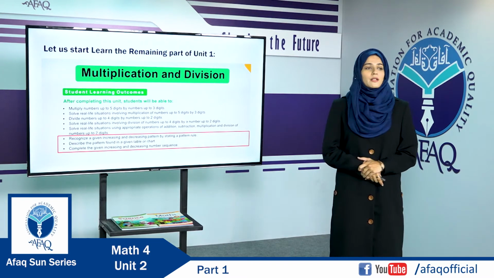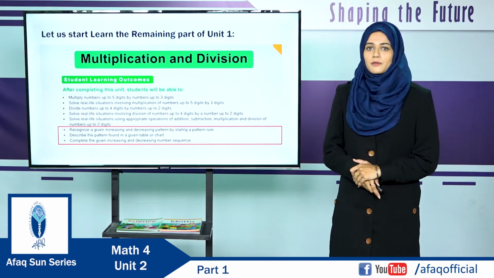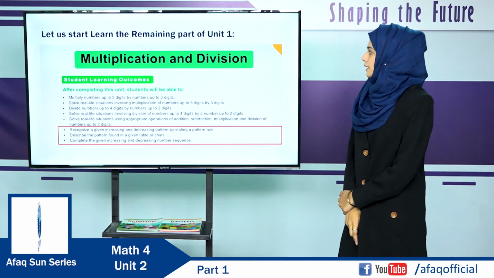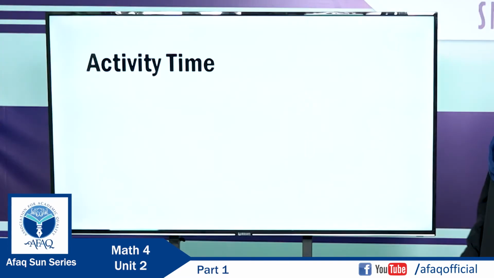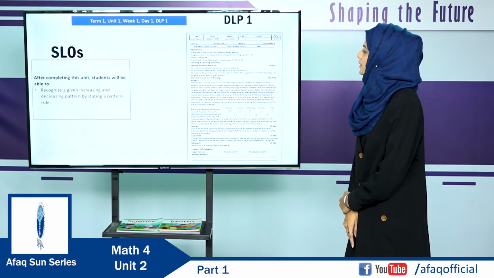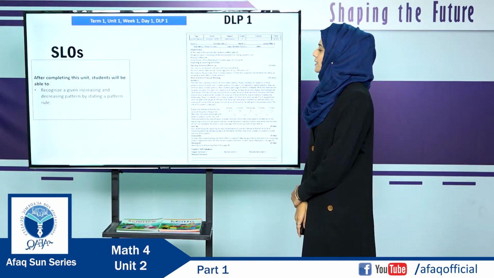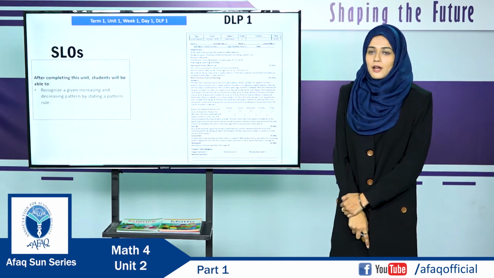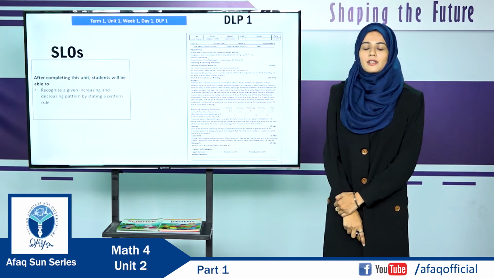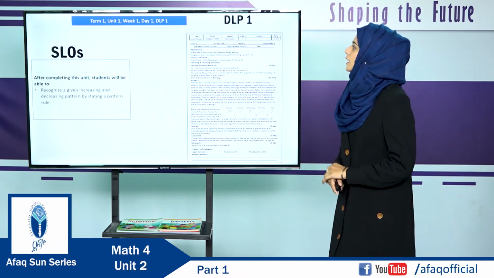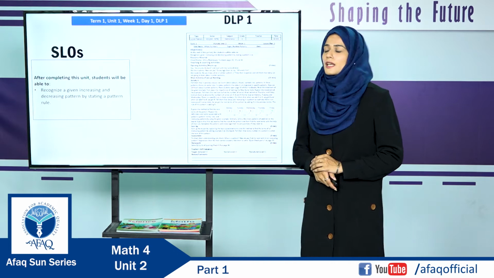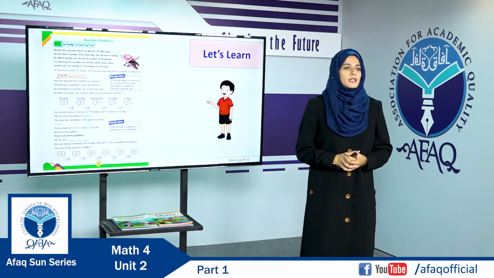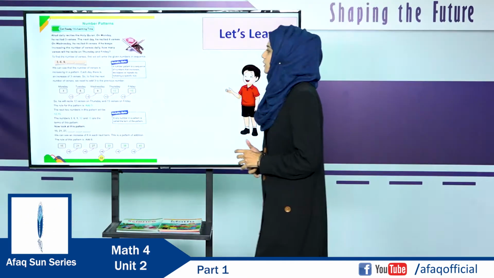Okay, let's start with the remaining part of unit number 1, in which we are going to discuss multiplication and division. Let's see the activity. It's activity time. In this, we recognize a given increasing and decreasing pattern by stating a pattern rule. For this, the methodology has been given in DLP1, which falls in term 1, unit 1, week 1, day 1 of DLP1. Okay, open page number 32 of the book, in which there is a pattern question.